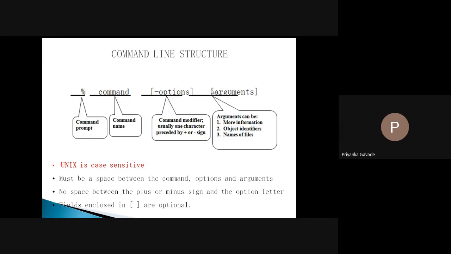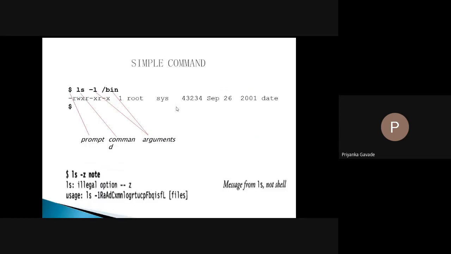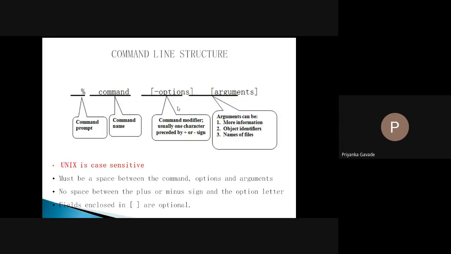Okay, so we had seen the command structure. We had seen the various rules with respect to writing a command in Unix. So today we shall see a few commands, the example commands, the basic commands. How exactly are they written in Unix? So we start with locating commands.